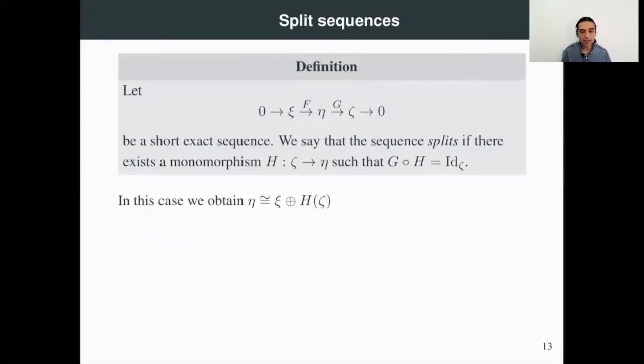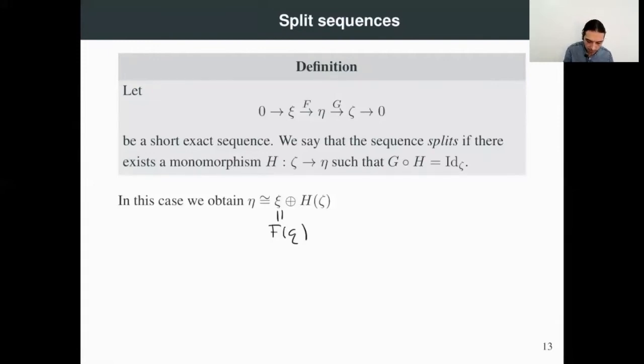And what we get when we have a split sequence, and that's the reason why it is called split, is that eta is going to be isomorphic to the direct sum of psi. Indeed, to be more precise, it should be the image of psi by F and the image of theta by H, okay? And why is that?